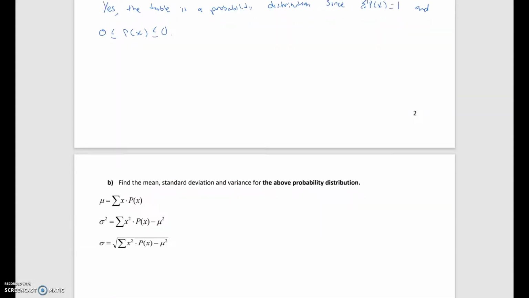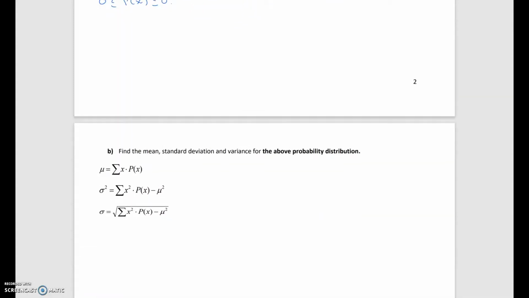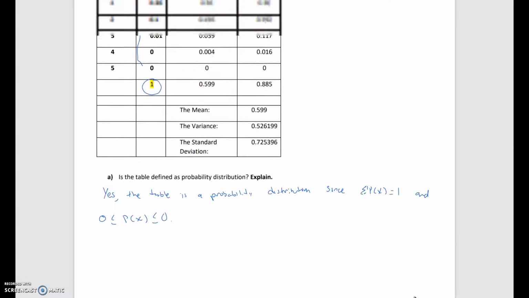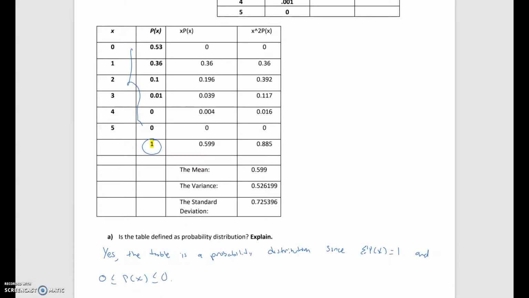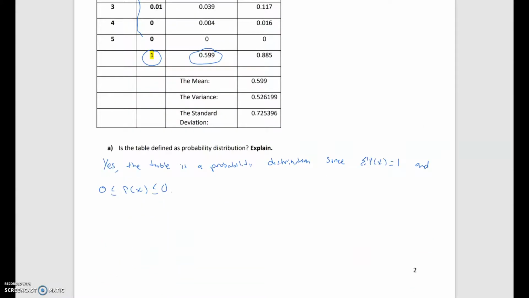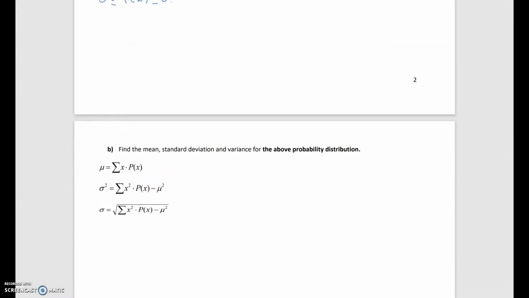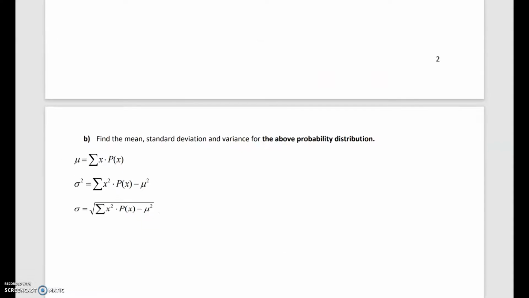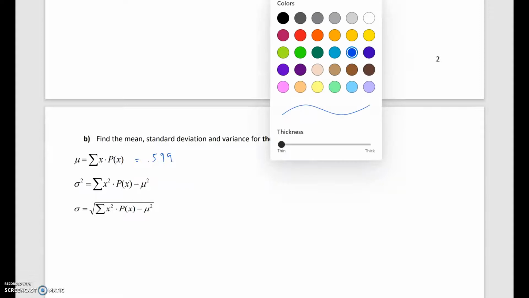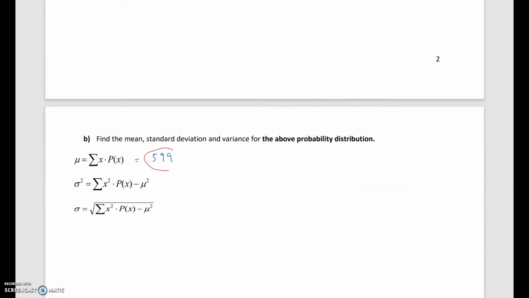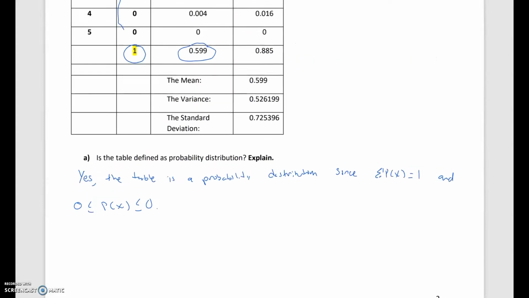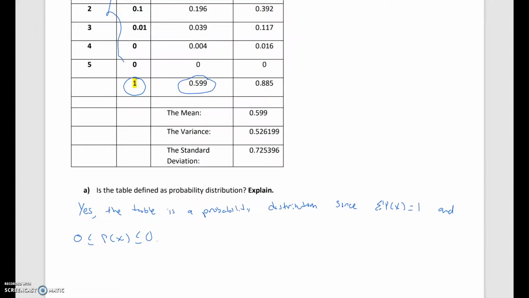Now on part B, we already did the calculations using Excel, and the mean of the actual probability distribution is the sum of this column, and I already copied and pasted what we did in Excel. So in this case, we're rewriting it with the formula, and the value of mu is equal to 0.599. That's what came up on the sum of X and P of X. Let me double check the values, 0.599.